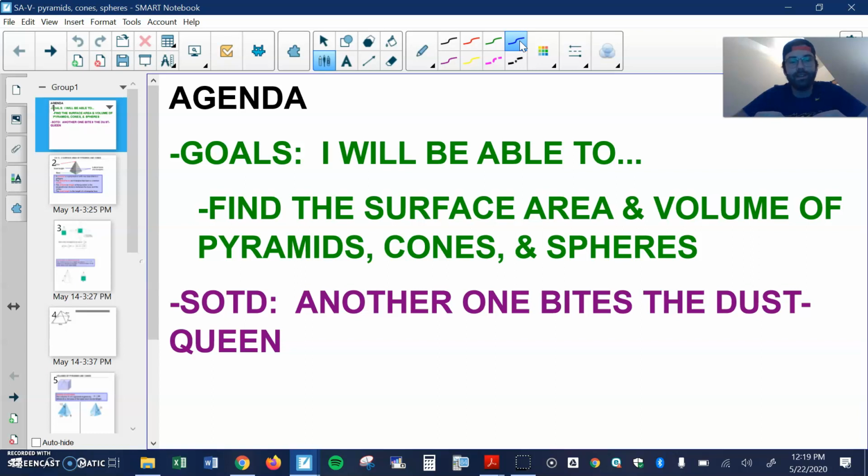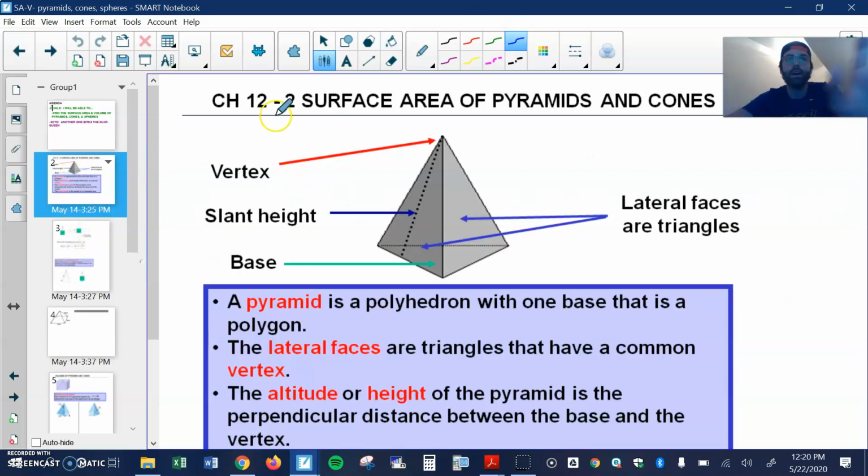But you know what? Here we go. Let's have some fun with this one. Surface area and volume of pyramids, cones, and spheres. We're going to fit all three shapes into one day. How are we going to do it? I don't know. Let's talk to it.